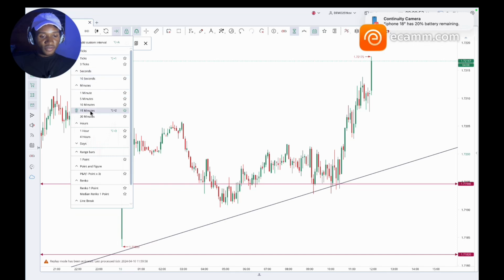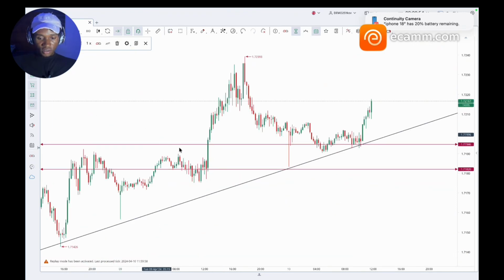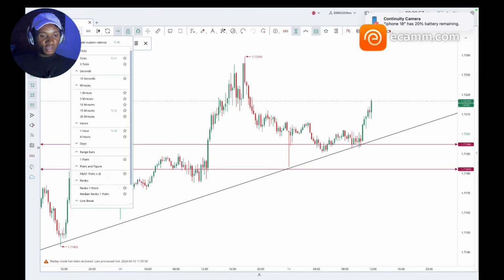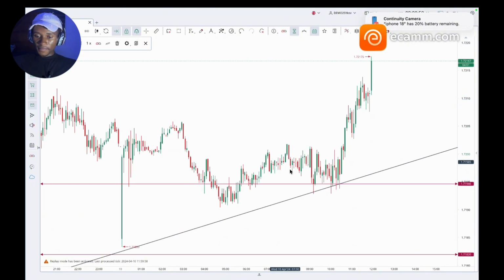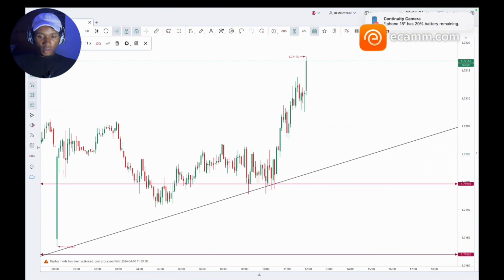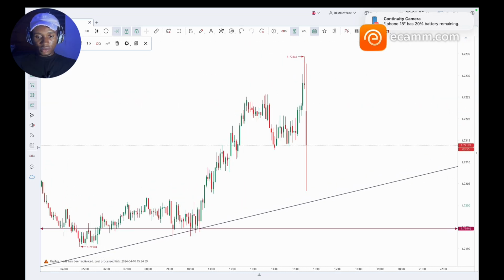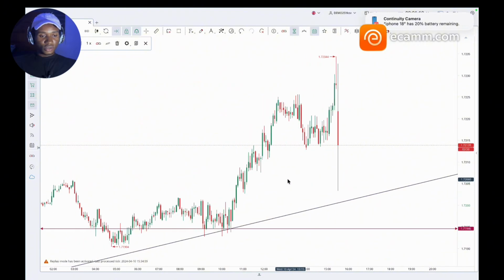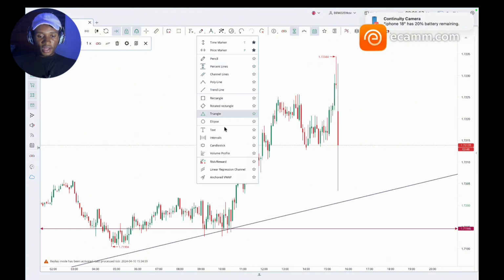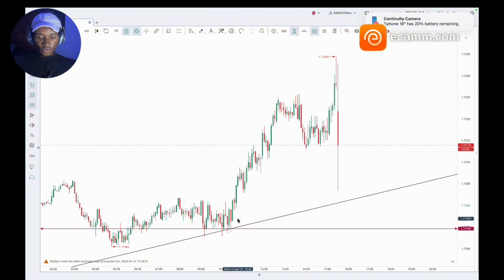Let's see how it looks in the 15 minutes. Okay, the double bottom formed in the 5 minutes. And that's how the market kept going up for this long. So let's see if you enter this market around this point, how much you have got.